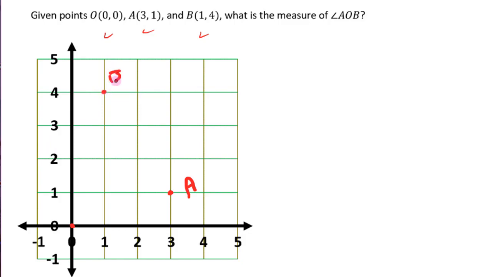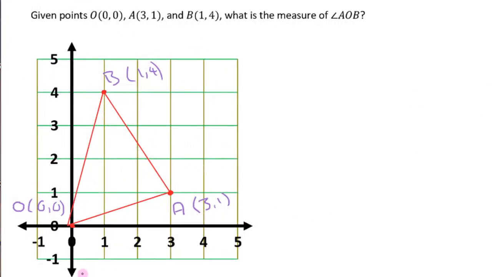And point B is at 1, 4, so that's up here. Now I'm going to get my ruler out and draw my lines in. Okay, I've got my lines drawn and now I've relabeled my points. This is angle A over here, making this side A. This is angle B, making this side B. And this is angle O, making this side O. We're asked to calculate angle AOB. So that's going from point A to point O up to point B.